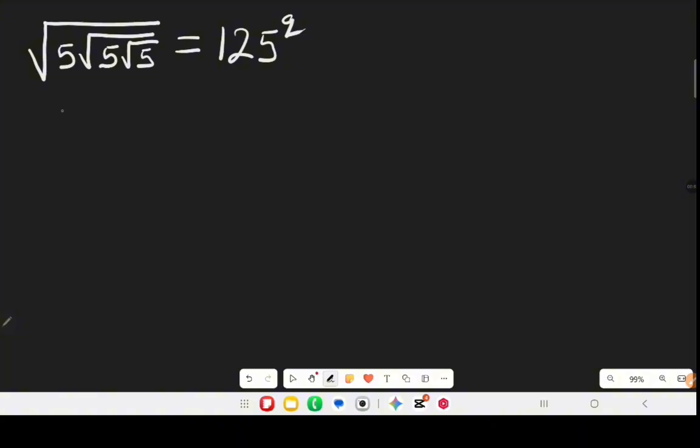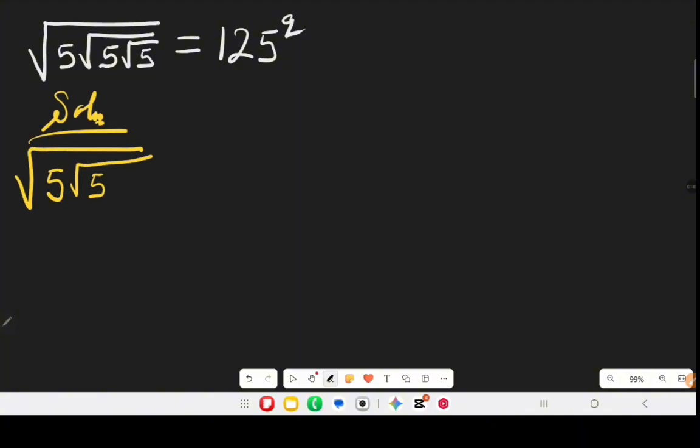Let's start. Solution. Root of 5, square root of 5, square root of 5 equals 125 raised to the power of q. Now we want to start from the smallest root, which is 5, then we solve towards the biggest root. In law of indices, we can change root to power, where the square root of a is equal to a raised to the power of 1 over 2. Now we have transformed root to power, we can still apply it here.